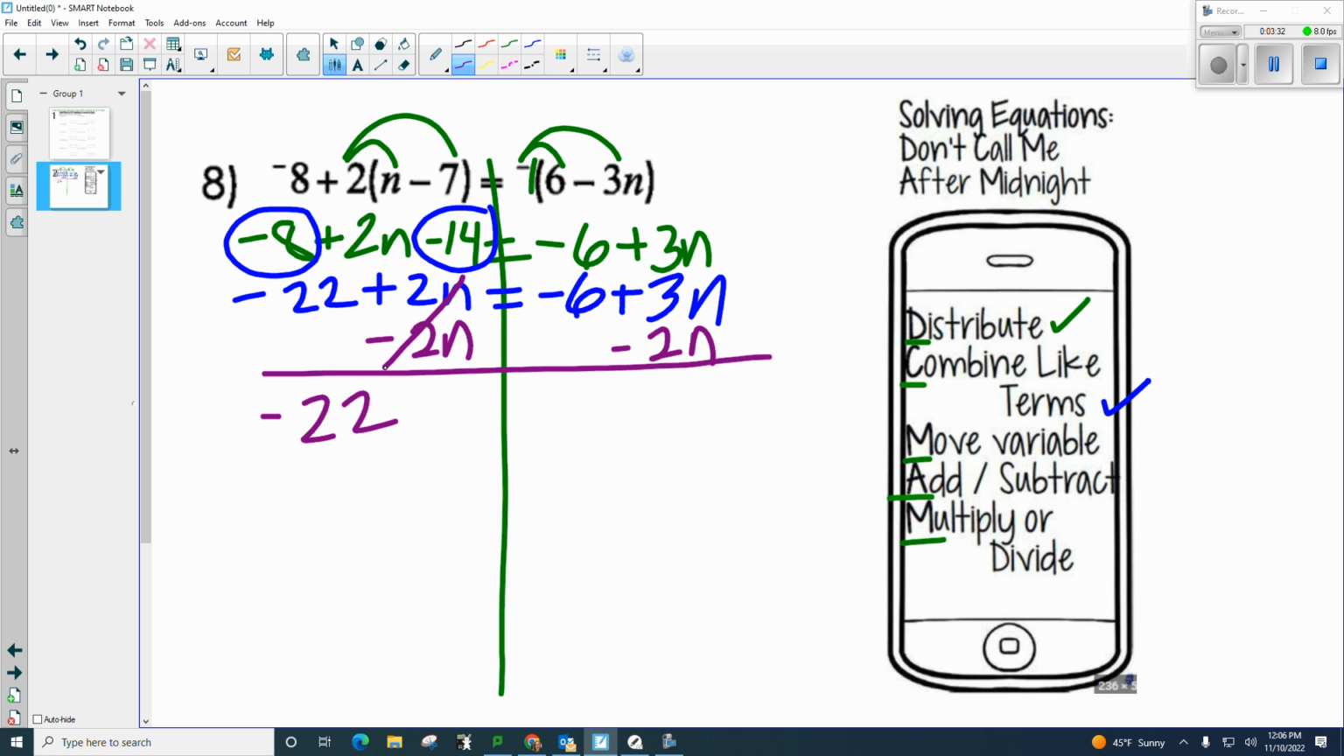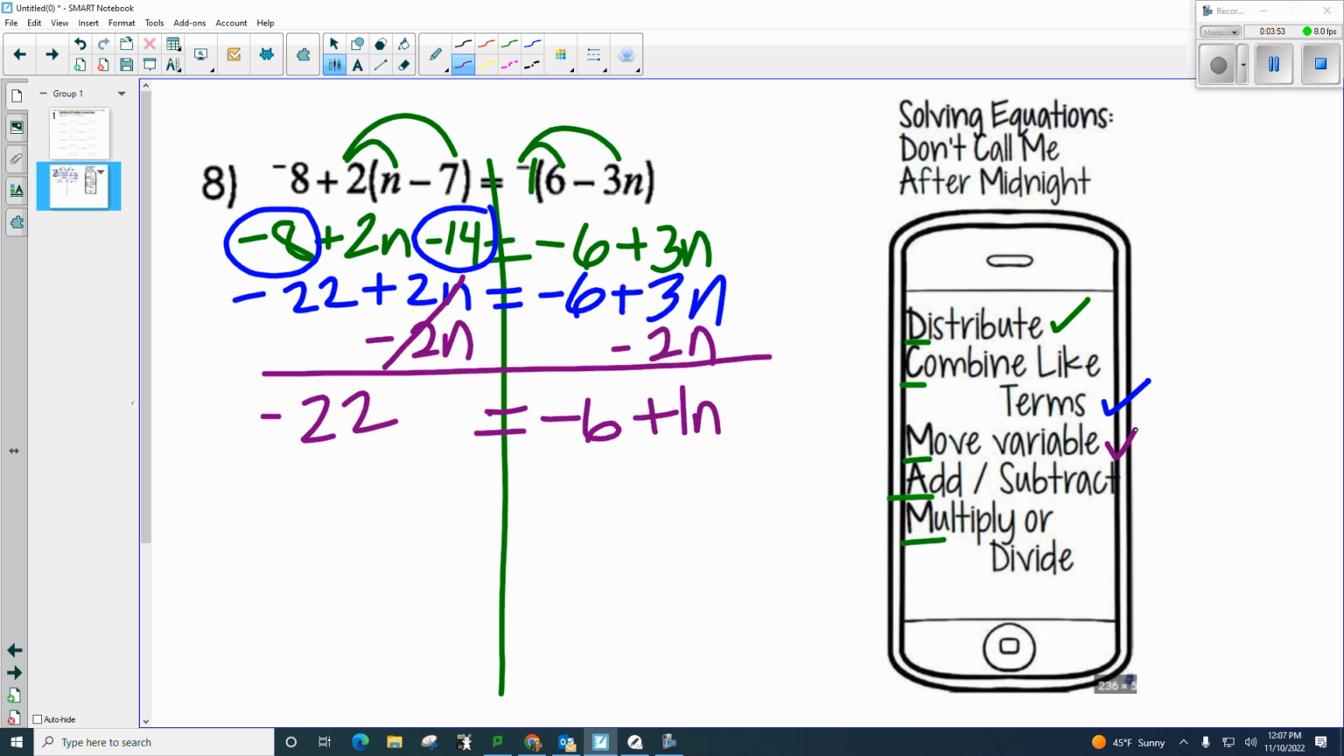The -22 doesn't change. Positive 2n minus 2n is 0, so I'm just going to cross it out. I still have the -6, and then I have positive 3n minus 2n. 3 minus 2 is 1, and it's a positive 1, so I'm going to write plus 1n, or you could just write plus n. All right, that step is done.